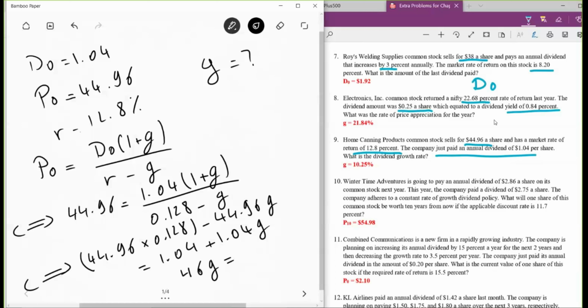G equals 44.96 times 0.128. This is 5.75488 minus 1.04. So 4.71488. Growth rate equals that value divided by 46, and the answer is 10.25%.